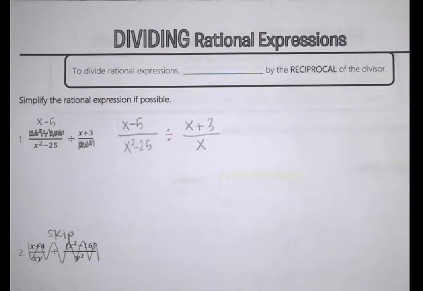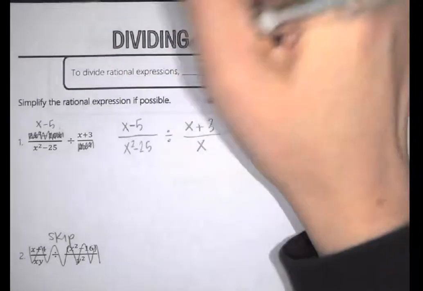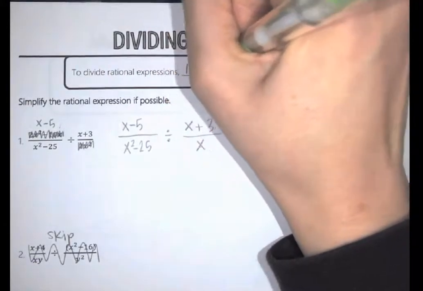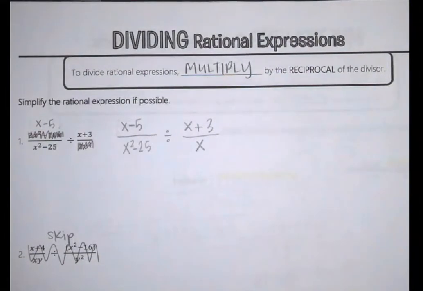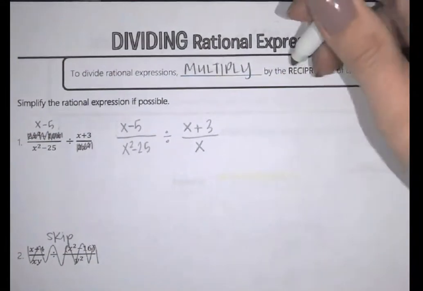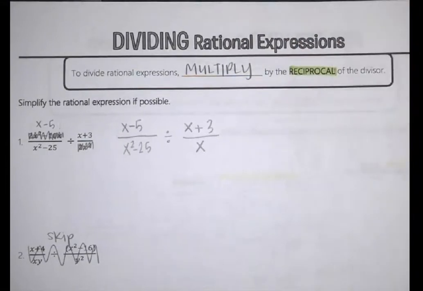Okay, we are back to do dividing rational expressions, and I hope this is a pretty quick lesson because it is basically the same as multiplying. So to divide rational expressions, you multiply by the reciprocal of the divisor. So we're going to multiply by the reciprocal of the divisor.